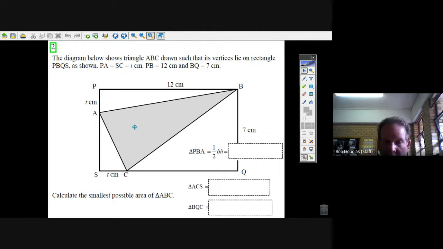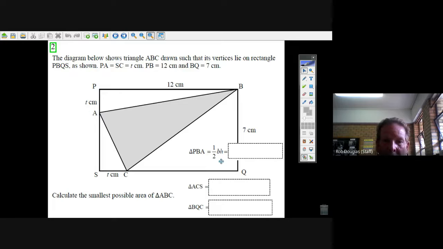Well, our first job is to find the area of this triangle here. And the big idea is we're going to take this rectangle, which is 7 times 12, 84 square centimeters, and we're going to subtract these little triangles, the one at the top, this one on the right, and this one here. So let's just start. We've got to figure out the area of these triangles in terms of this thing we don't know, T. So that's what we do.